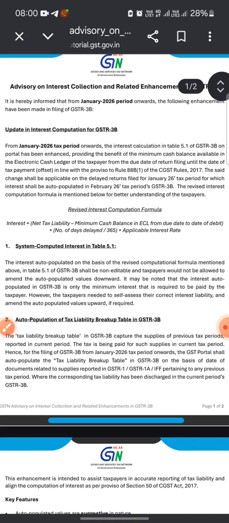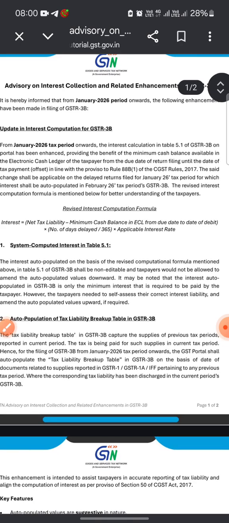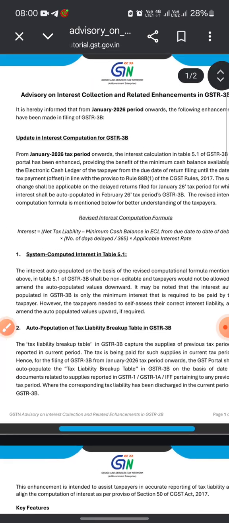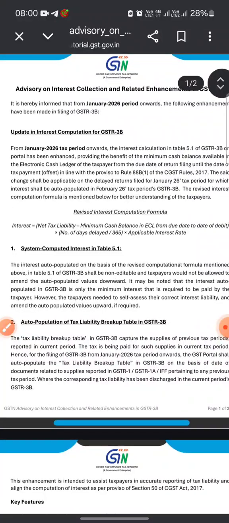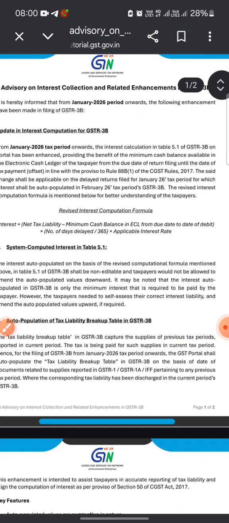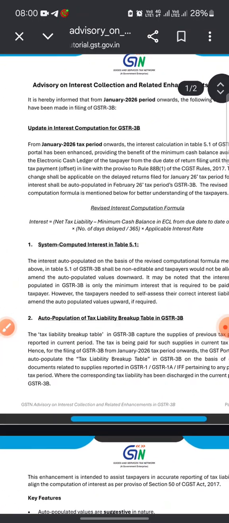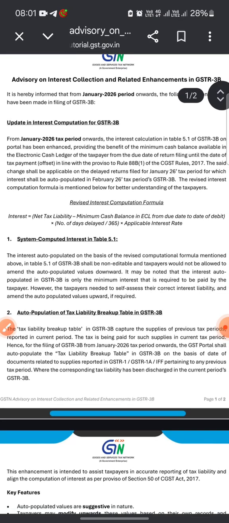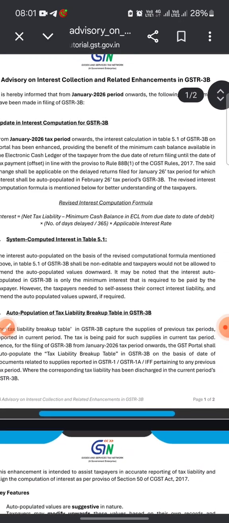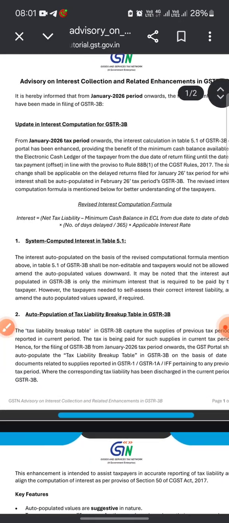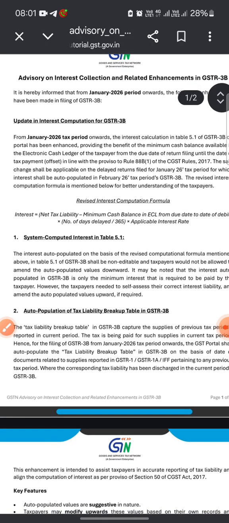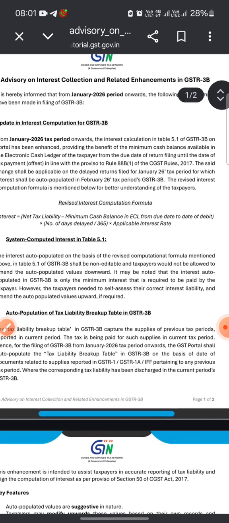From the January 26 tax period onwards, the interest collection in table 5.1 of the GSTR 3B on the portal has been enhanced, providing the benefit of the minimum cash balance available in the electronic cash ledger of the taxpayer from the due date of filing till the date of tax payment offset, in line with the proviso to Rule 88.1 of the CGST Rules 2017.